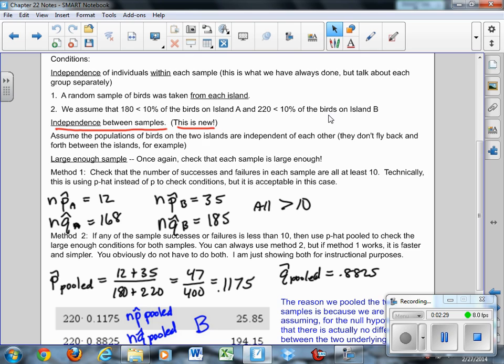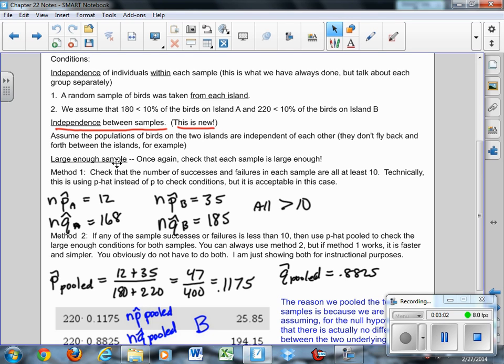But we have to do a second type of independence now, and that is the independence between samples. This is new, because it is unique to a two proportion test. If you leave this out, you will probably not get any credit for doing conditions on the AP exam, because this is the big one they're going to be looking for. Did you remember this one? You need to also say something like, we're going to assume that the populations of birds on the two islands are independent of each other. In other words, we believe that they're not flying back and forth between the two islands.